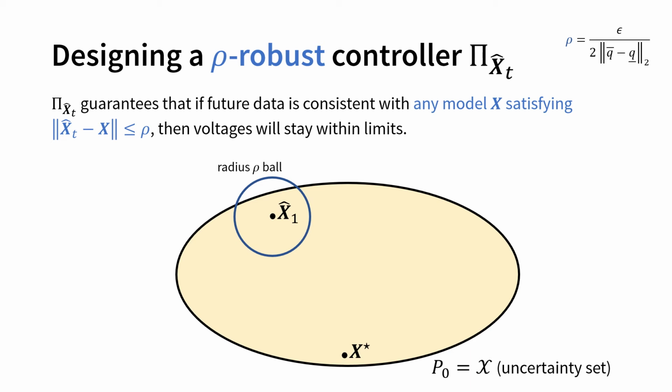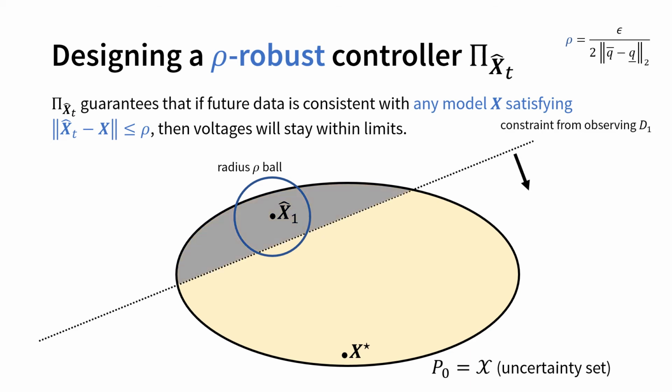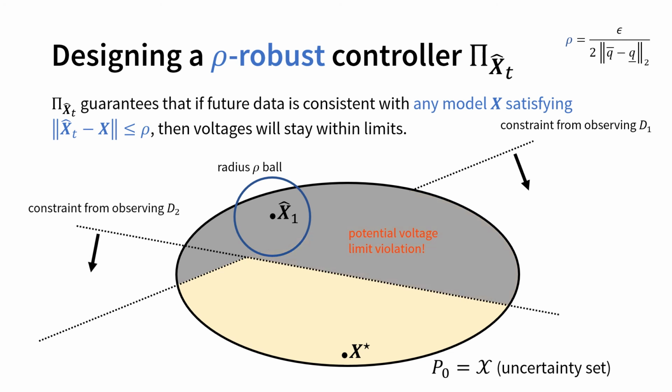Because we have a rho robust controller, if the first data constraint does not completely eliminate the rho radius ball around our first model guess, then notice how the green region from the consistent set is still within the rho radius ball. Thus, there exists some model within the rho radius ball that is consistent with the data, so our controller will not violate the voltage limits. Thus, we have no reason to update our model guess. Only if we observe more data that shrinks the consistent set to completely eliminate the rho radius ball is it possible that the controller may cause a voltage limit violation. Then, we would obviously make a new model guess.